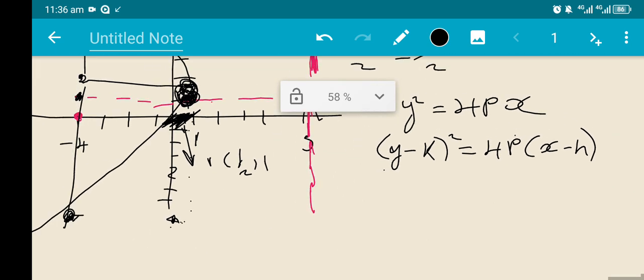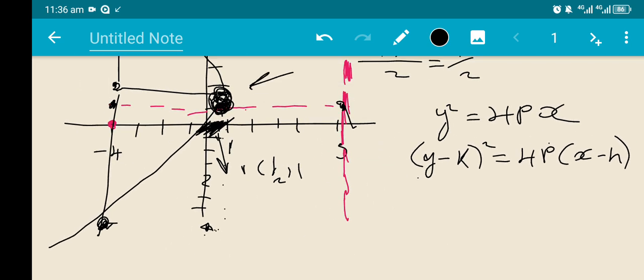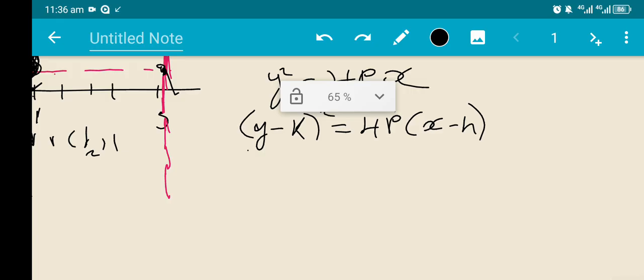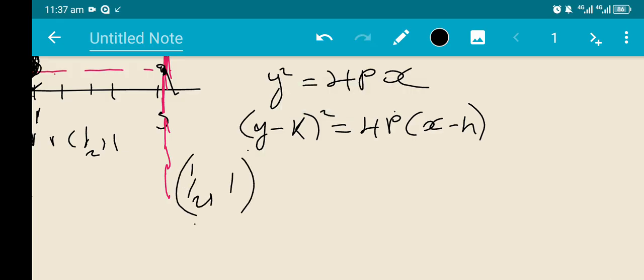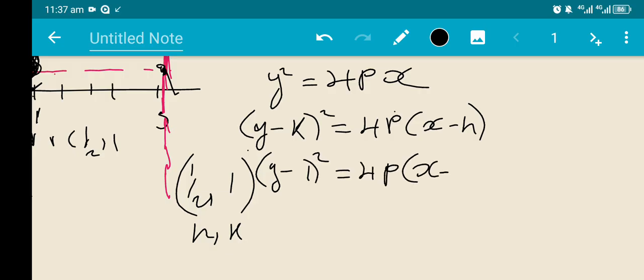Where is it centered at? It's centered at one half, comma 1. So that's h, comma k. So y minus, what is our k? It is 1, squared, should be equal to 4p times x minus, what is our h? Our h is 1 over 2.